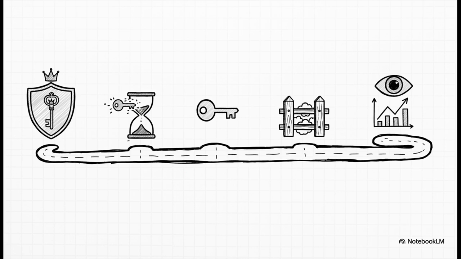So, there you have it. That's our 5-step journey. Let's just run through it one last time. First, secure your root user. Second, use temporary credentials whenever you can. Third, grant least privilege, just enough power and no more. Fourth, set up guardrails to scale your security. And finally, stay vigilant. Always be watching.